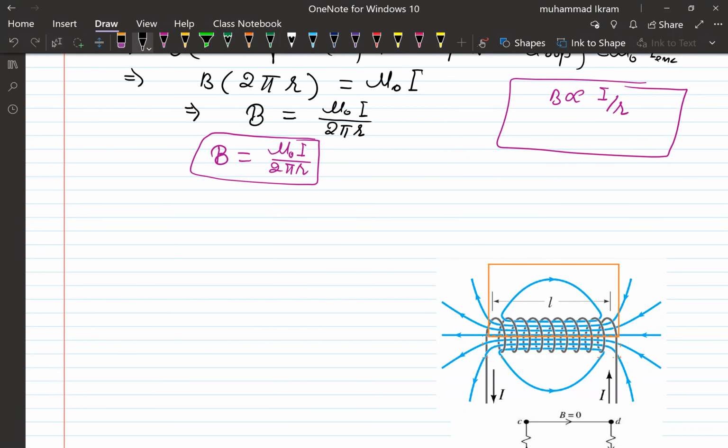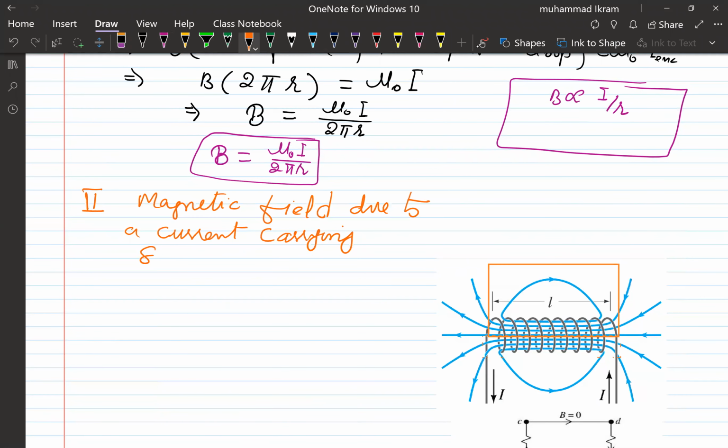Now, the second important point as far as your exam is concerned is the magnetic field due to a current carrying solenoid, due to a current carrying solenoid.